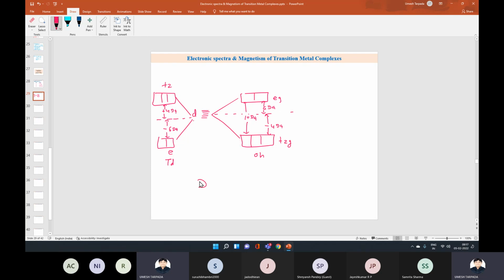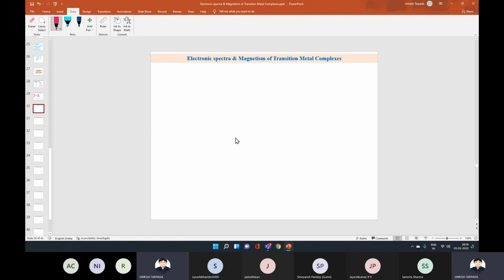So in short, the D term is split into EG and T2G. Now what about the F term? The f orbital is 7 in number. Seven orbitals are there, so they are split into 3 different terms.